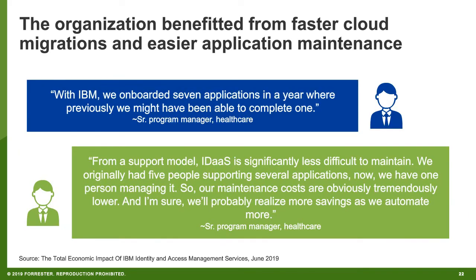So since numbers without any context become a little bit difficult to grasp, I've also included a couple of direct quotes from the customer that we interviewed that speak to their experiences with IBM IAM Services. So one salient metric that the organization mentioned was that IBM IAM Services allowed them to onboard 7 applications to the public cloud in a single year, compared to what they estimate they would have been able to accomplish on their own without IBM, which was only 1 application per year.